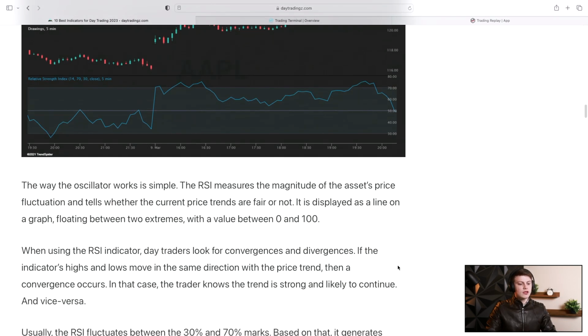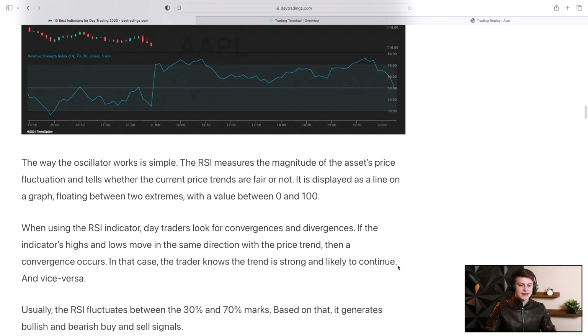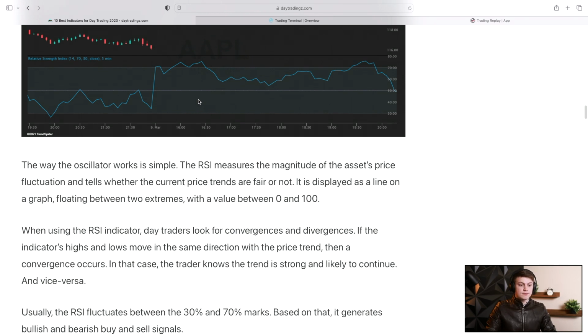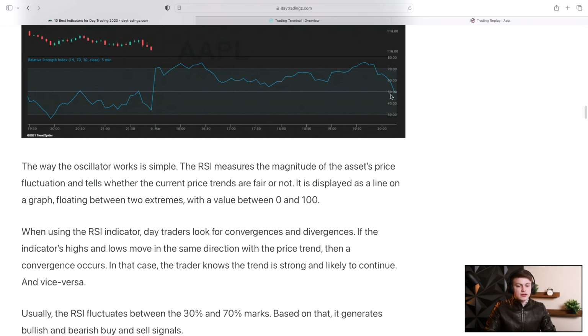When using the RSI indicator, day traders look for convergences and divergences. If the indicator's highs and lows move in the same direction with the price trend, then a convergence occurs. In this case, the trader knows the trend is strong and likely to continue, and vice versa. So now this convergence and divergence, I can assume that it's talking about this line in the middle, 50, or some line here. And there's a line at 30 and 70, which is interesting because it's not at 0 to 100. Maybe we'll learn more if we continue reading.